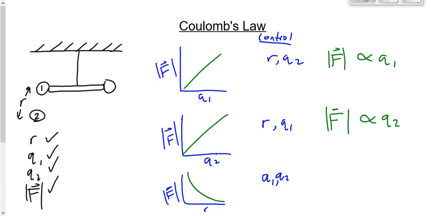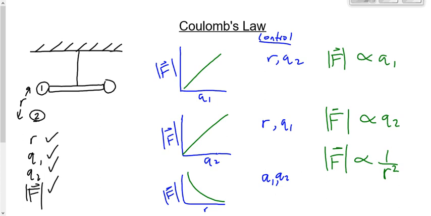Now, this shape of graph could lead us to an inverse relationship like this. Whoops. An inverse relationship like this. Or it could also lead us to an inverse square relationship like this. It's difficult to tell just by looking at the shape because they're almost the same. But as it turns out, it's the second one, the inverse square relationship.